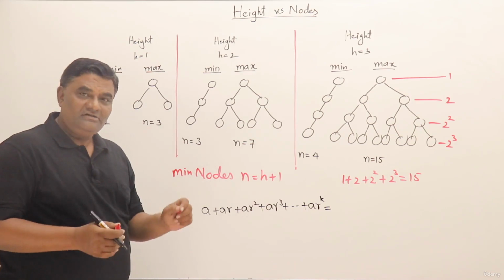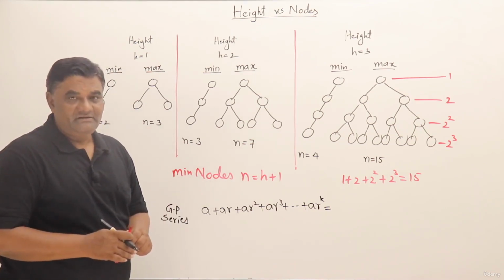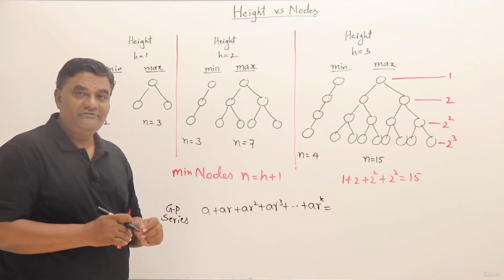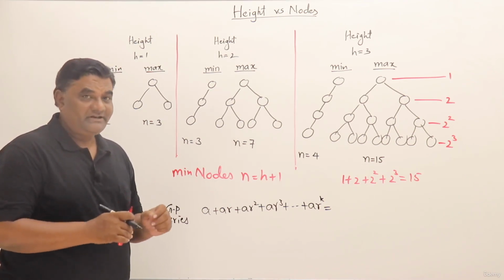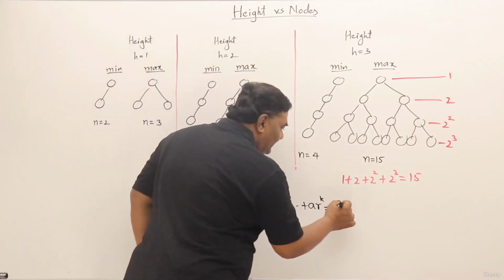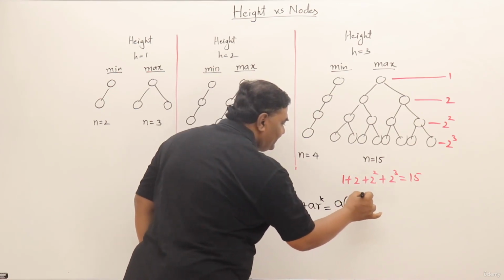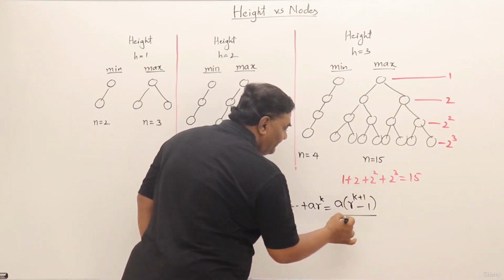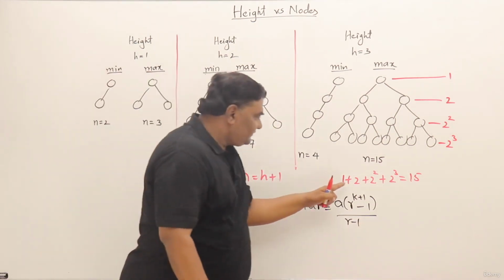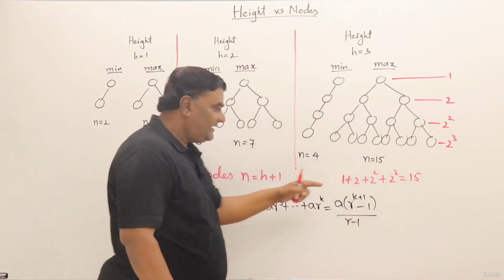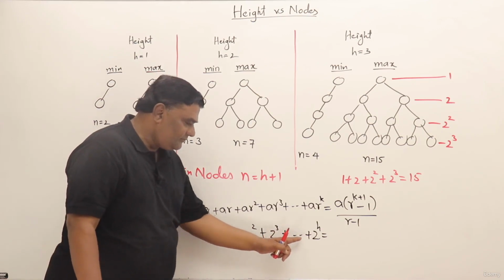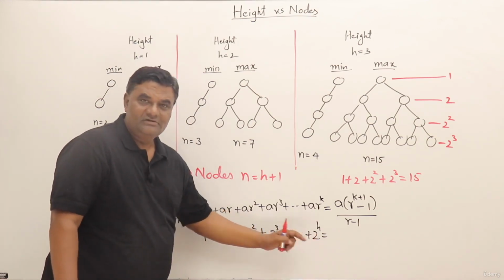So sum of the terms of GP series, that is geometric progression. Sum of the terms of GP series means geometric progression series. So there is a known formula for this one. This is a times r to the power of k plus 1 minus 1, divided by r minus 1. This is a known formula. Now this looks like GP series only. Let me write on that one. See, I have written this one. 1 plus 2 plus 2 square plus 2 cube goes on till 2 power h.